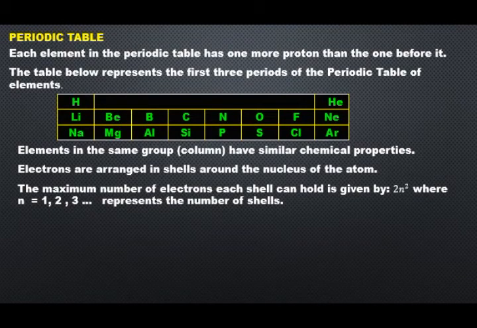The table below represents the first 3 periods of the periodic table of elements. Elements in the same group, that is the same column, have similar chemical properties. Electrons are arranged in shells around the nucleus of the atom. The maximum number of electrons each shell can hold is given by 2n squared, where n represents the integers, the counting numbers 1, 2, 3, etc. And these represent the number of shells.